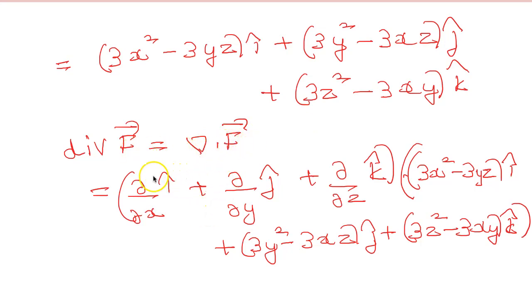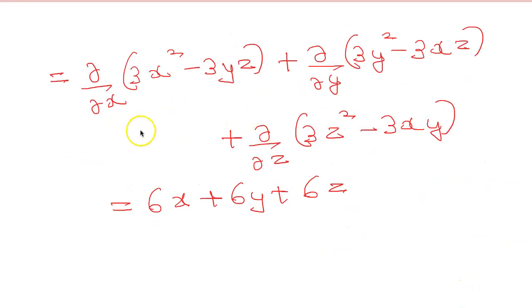And divergence of f is del dot f. So we need to calculate partial derivative with respect to x i plus partial derivative with respect to y j plus partial derivative with respect to z k, dot product with f, that is 3x squared minus 3yz i plus 3y squared minus 3xz j plus 3z squared minus 3xy k. That will be del by del x of 3x squared minus 3yz plus del by del y of 3y squared minus 3xz plus del by del z of 3z squared minus 3xy. That would give you 6x plus 6y plus 6z.